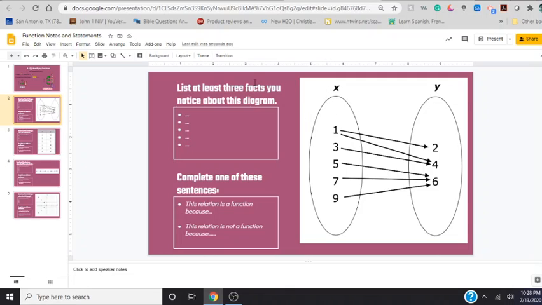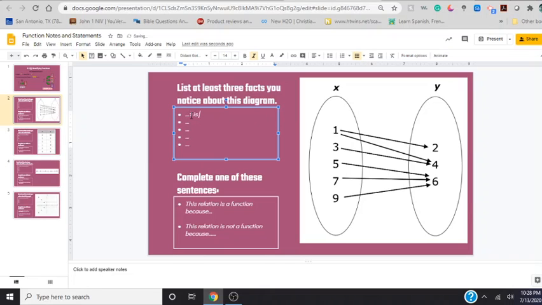So here it says list at least three facts you notice about this diagram. Well, I would notice that this one is going to two different y's. It's going to 2 and 4. So that tells me that this is not a function. So right here I would type in 1 has multiple y's. I would say 3 is dating 4. And then I would say 5, 7, and 9 are dating the same number. But that doesn't violate our definition because for every x, there's still one y.